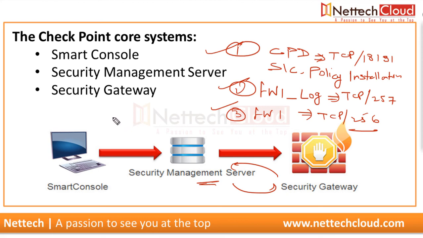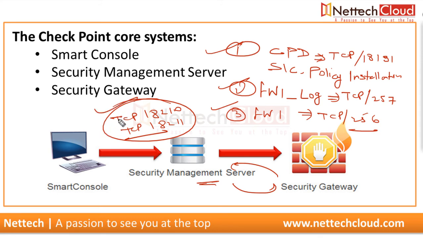and that is TCP port 18210 and 18211, right? TCP port 18210 is like internal certificate authority, CA pull certificate, right, between gateway and the management server. And the next one is 18211. 18211 is like firewall ICA push, in fact, Checkpoint internal CA push certificate. So they both are required, in fact, for this SIC establishment.